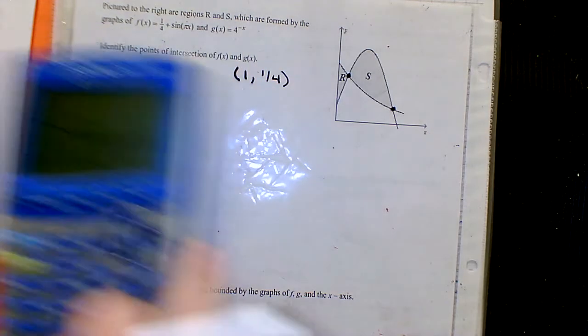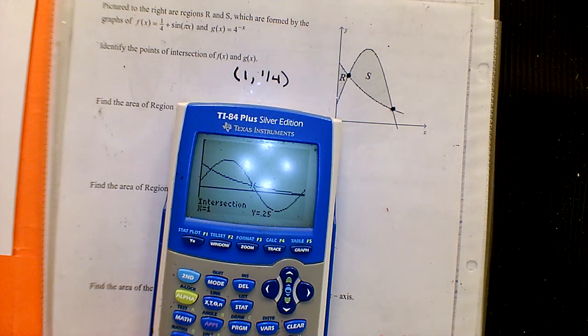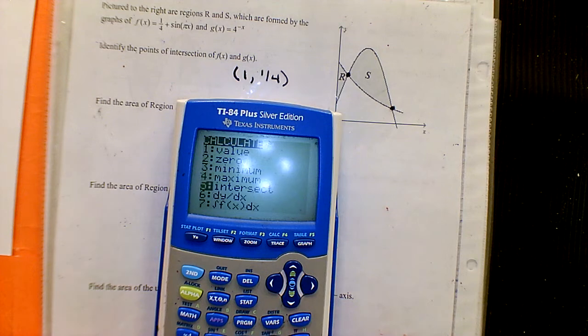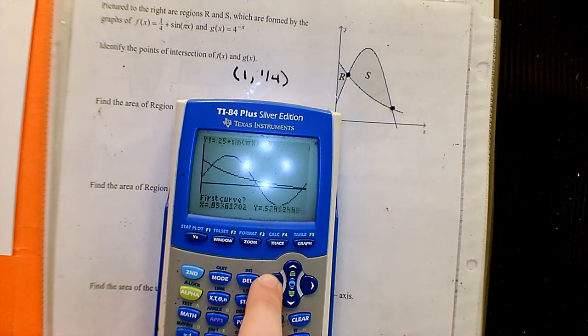Let's go ahead and repeat the process and we'll try the other one. So second trace, intersect is 5, move the cursor. All right, and we'll write down the other one.